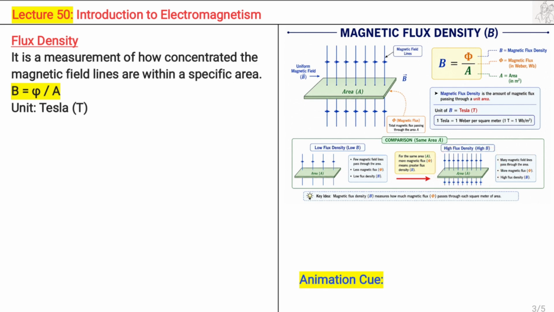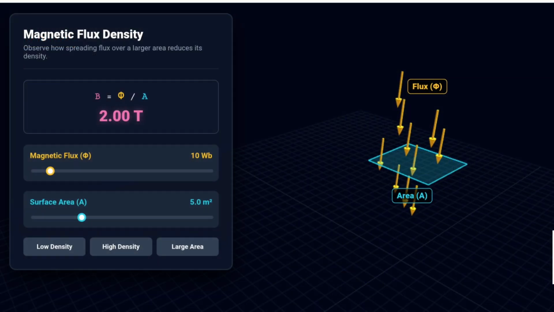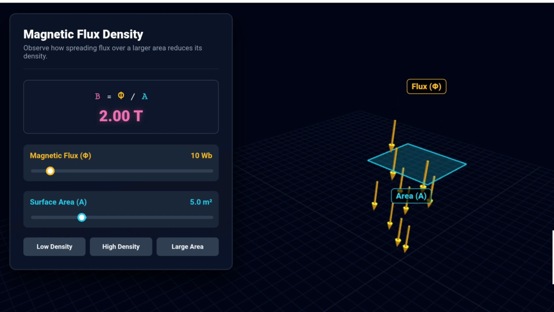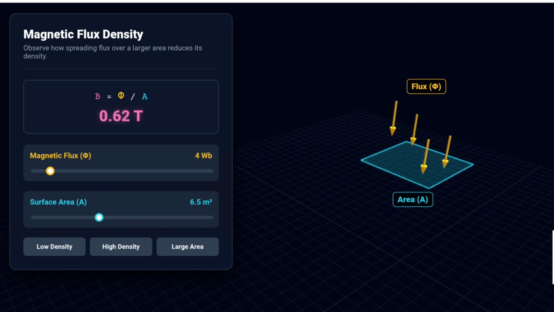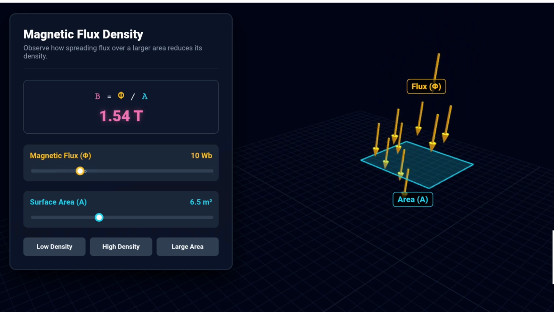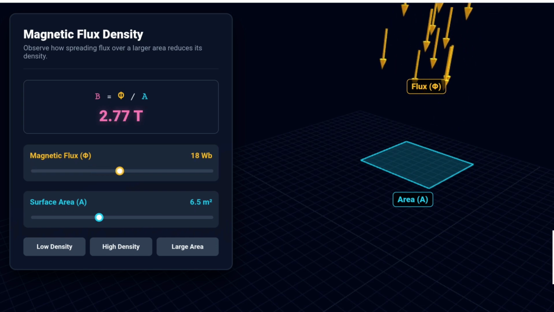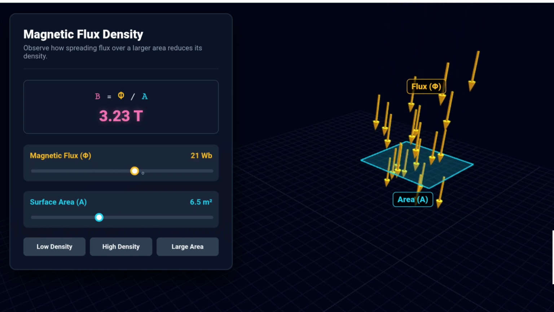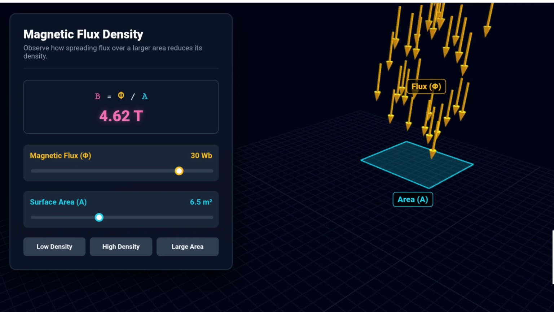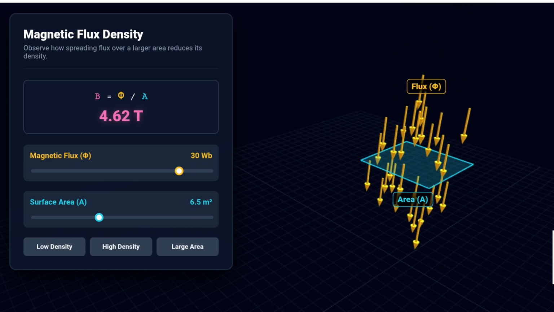Let's move on to animation to further understand this. So here is the area, and if we increase the area, obviously the flux density will decrease, and if we increase the flux passing through this area, the flux density will increase. So now the flux density is higher, and if we keep on increasing the flux, the density will be higher and higher. So this is how the magnetic flux density can be explained.